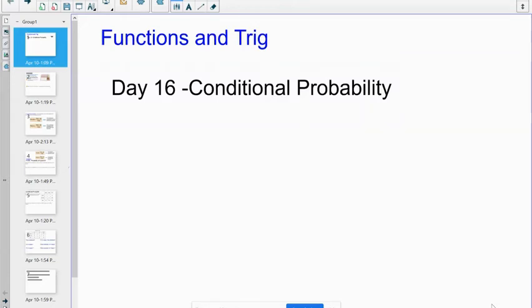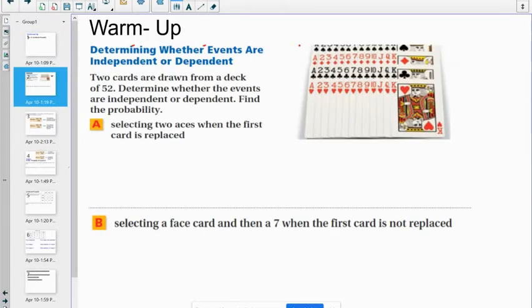Today we are going to be learning about conditional probability. So I'm going to go into the warm-up and then we'll go more in depth about what conditional probability is. To start out with our warm-up, this is review from day 15, which was determining whether events are independent and dependent and then solving their probabilities.